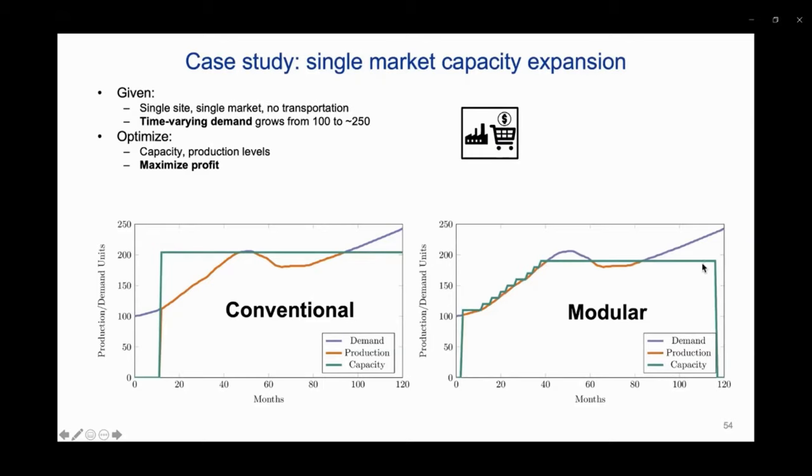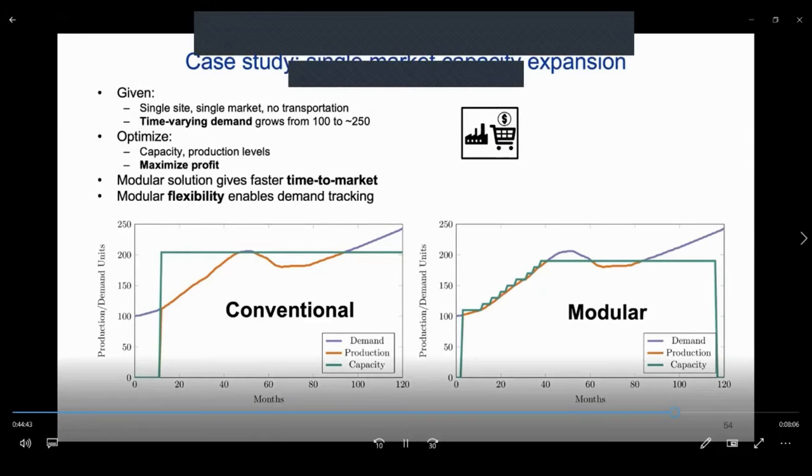And still, of course, at the end, you may still miss some of the final demand. But the main point here is it gives you a way of tracking more closely the changes in the demand. So it gives faster time to market and allows for greater flexibility.